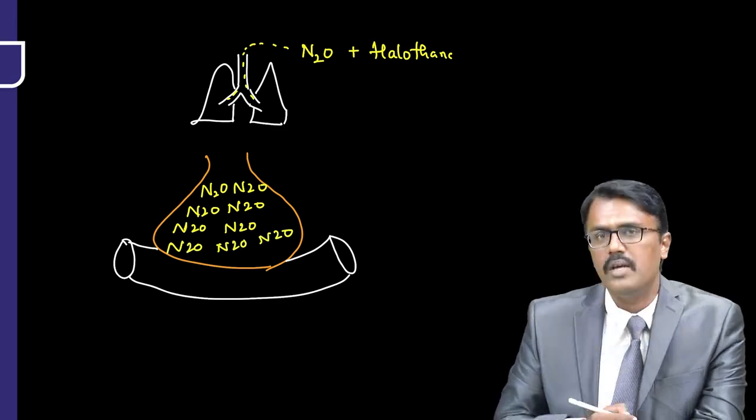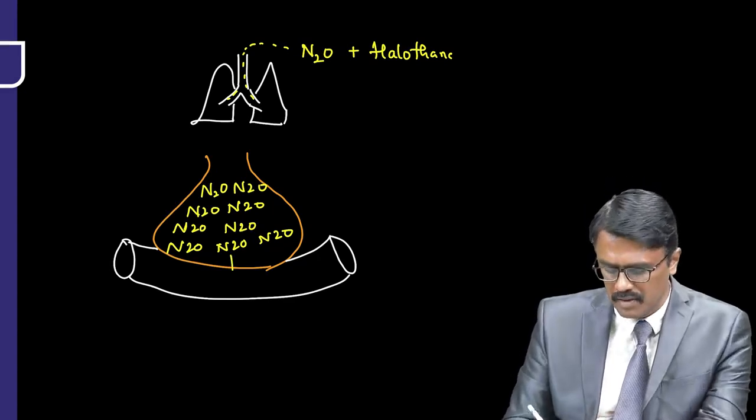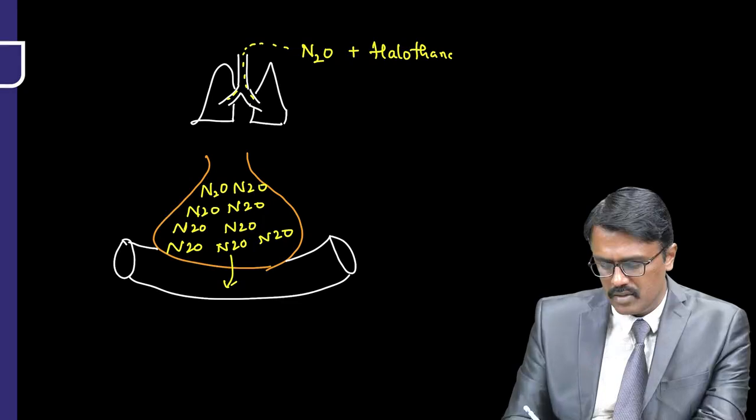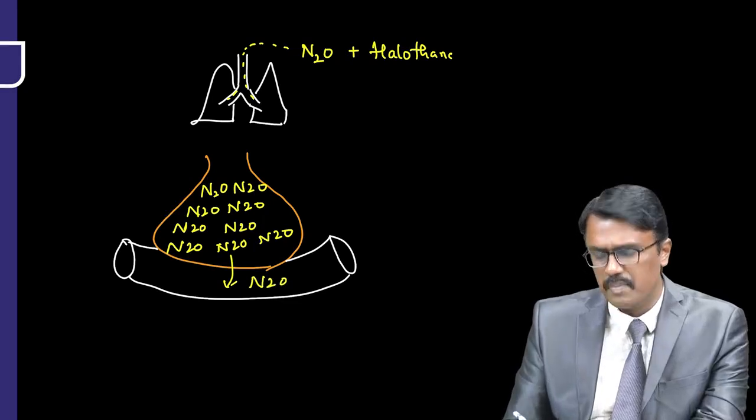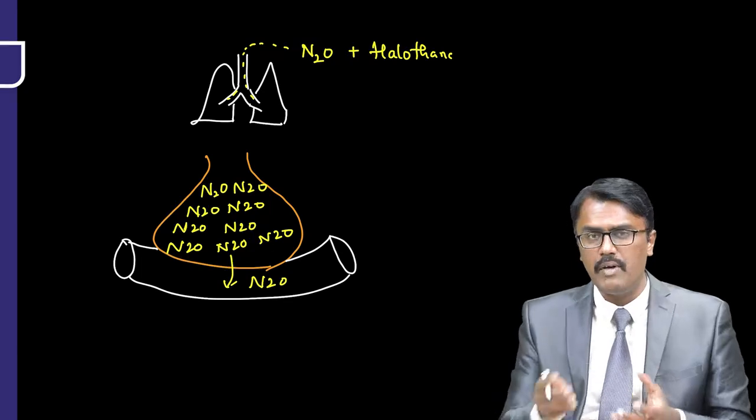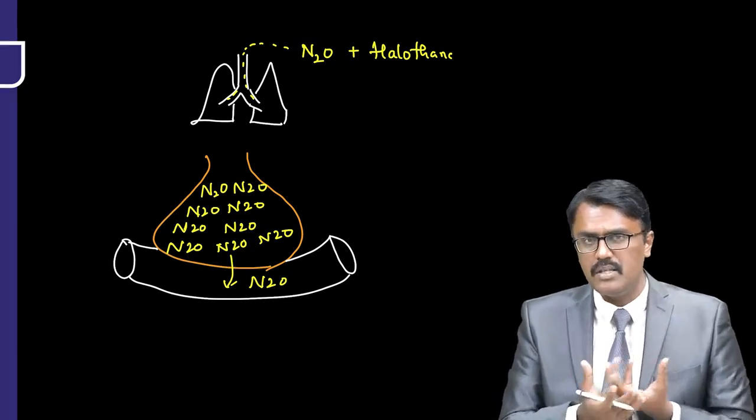So, nitrous oxide is full everywhere. Now, what happens? Suddenly, it will diffuse into the blood vessel. So, suddenly it enters inside. Now, what happens when it suddenly enters inside? There is a vacuum created inside.